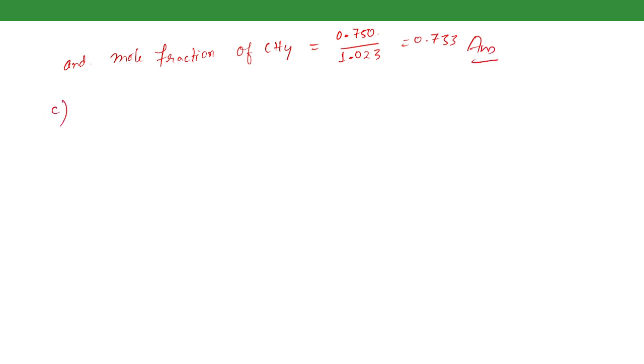Now coming to the average molar mass. The average molar mass is equal to the total mass of the mixture by the total number of moles. It can be specified that way. So this is equal to the total mass of the mixture by the total number of moles.